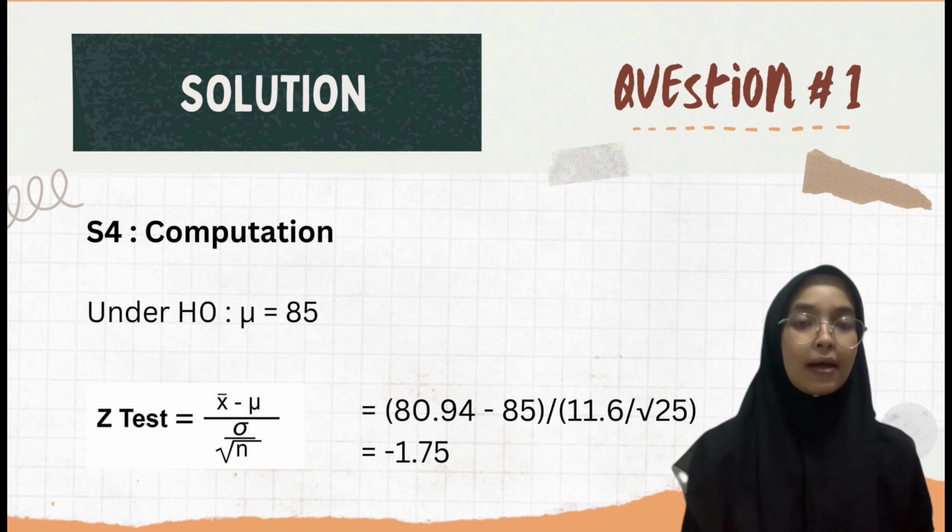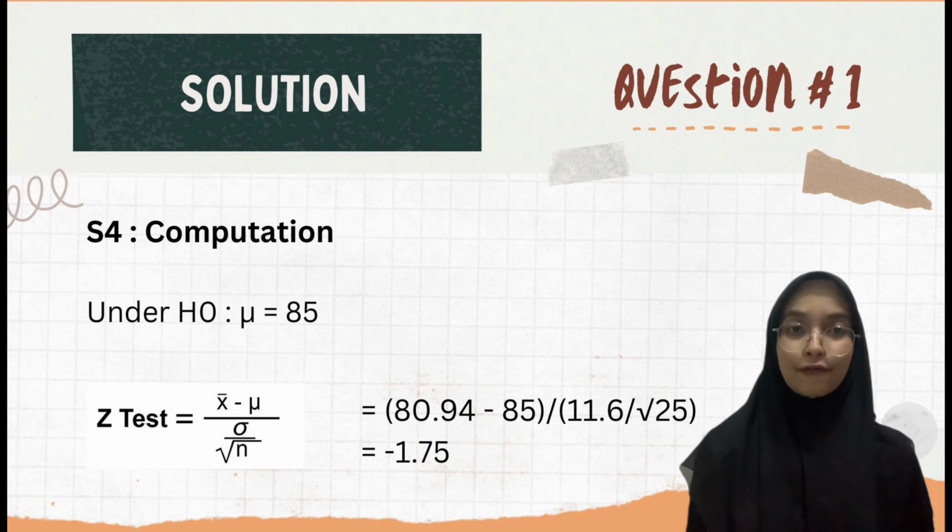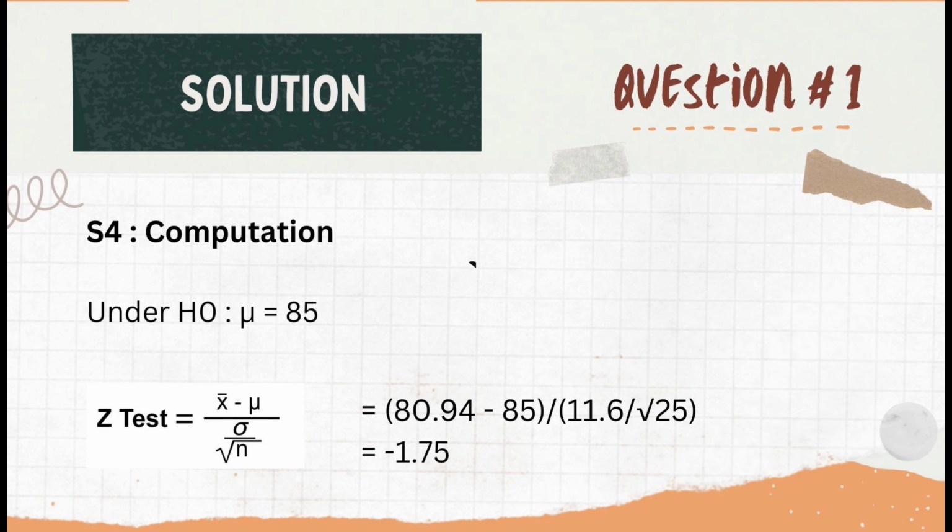Under H0, mu is equal to 85. So, by using the formula, substitute the value of sample mean with 80.94, mu with 85, population standard deviation with 11.6, and lastly the value of n with 25, and we got the answer negative 1.75.